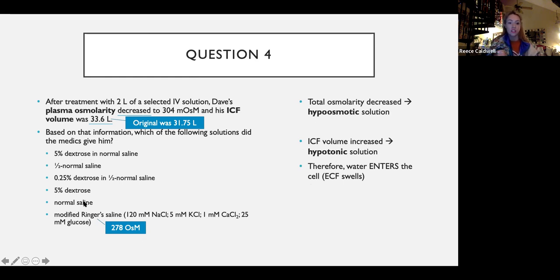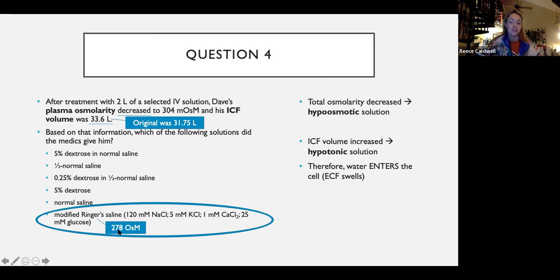So normal saline was 300, 5% dextrose was, what was it? It was something, I don't have it pulled up. We know all of these already from our calculations earlier. So which one of these would be hypoosmotic and hypotonic? That's going to be this modified Ringer's saline. It's 278 osmoles. It's lower than 300, the normal conditions of the body.